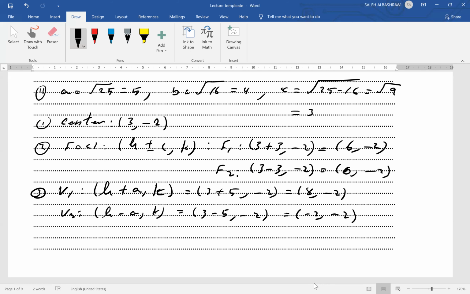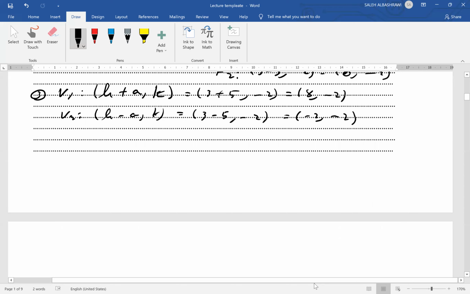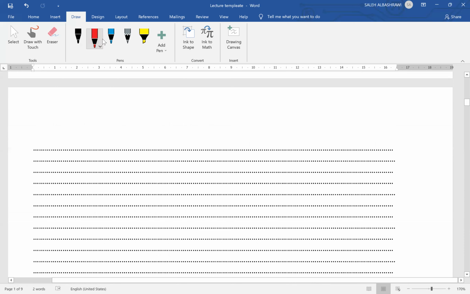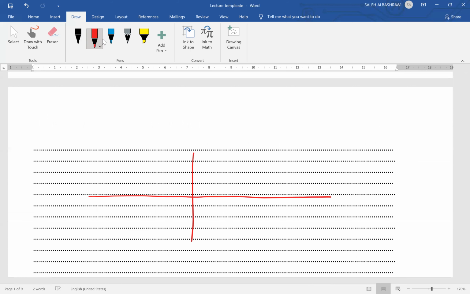So we have the center, we have the foci, and we have the vertices. We can sketch this ellipse. The center is 3 and minus 2. This is the center. Vertices at 8 and minus 2, and minus 2 and minus 2. So this is the major axis.